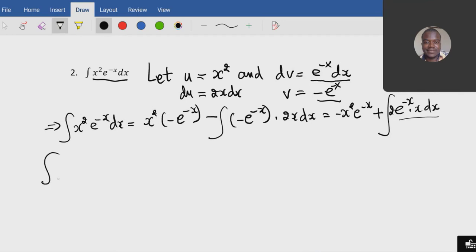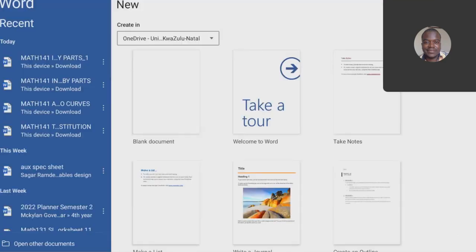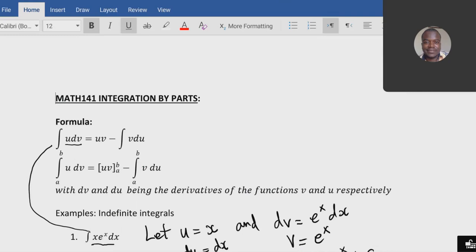Using the same concept, let's solve the integration of 2 times x times e to the negative x dx. Let u again be equal to x, and let dv be equal to e to the negative x dx. Once again, we'll leave out the 2 because it's a constant and can be left out of the integration. With this substitution, our v will be equal to negative e to the negative x. I'll leave out the constant of integration for now because we're still doing the actual integration.